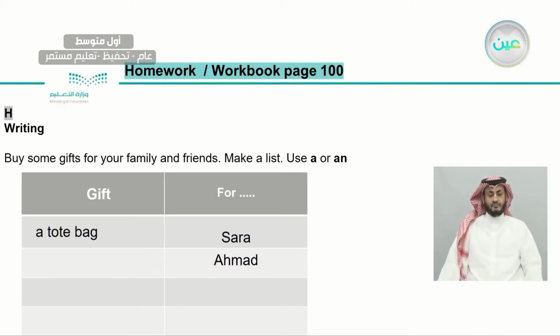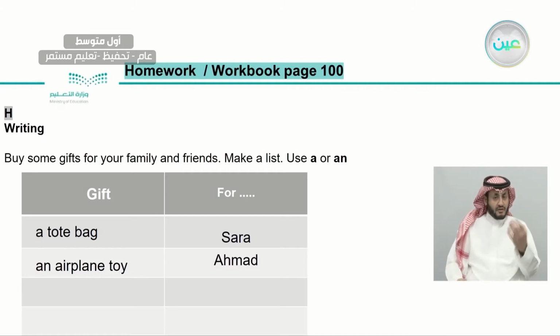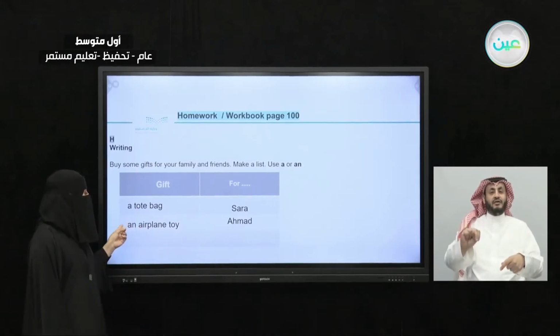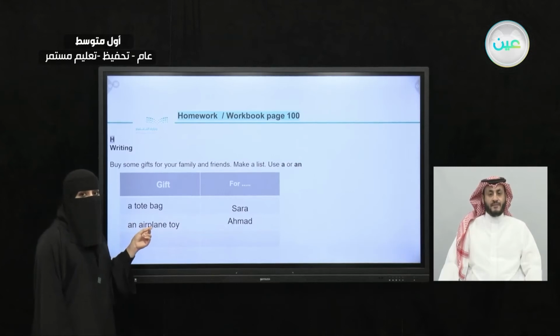Let's see the first item, a tote bag. I used the article a before tote bag because it's only one, it's a singular noun and it started with a consonant. And I'm giving this for Sarah, let's say. How about the second one? An airplane toy for Ahmed. It's only an airplane toy, one item. It's a singular noun and started with a vowel. That's why I chose an airplane. Okay? Good job.